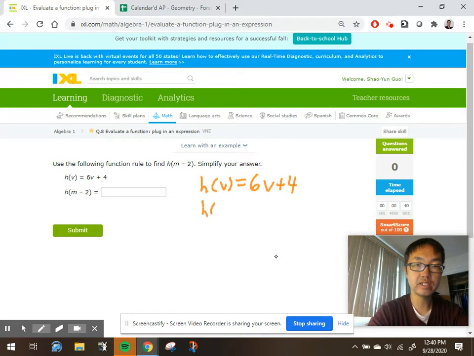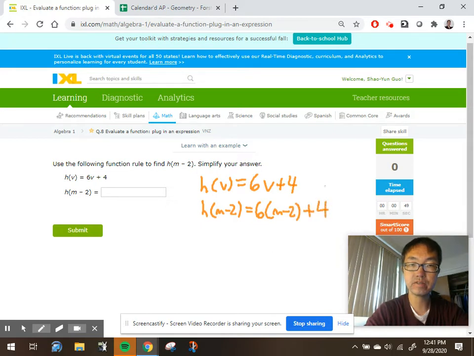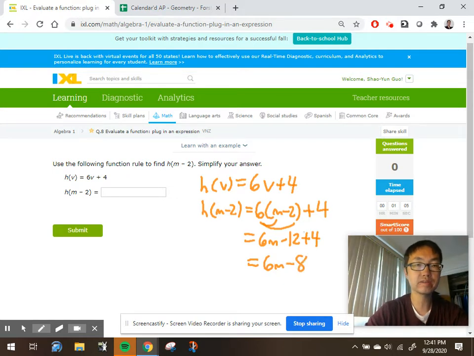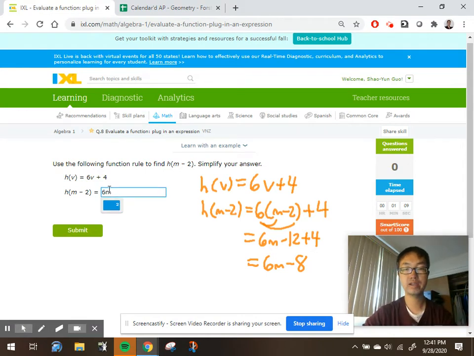So if we're doing h of n minus 2, you're plugging in n minus 2 for v, and you're adding 4. Distributive property, like that. 6 times n is 6n. 6 times negative 2 is negative 12. And then you add 4. 6n minus 12 plus 4. You combine it and you get negative 8. Final answer, 6n minus 8.